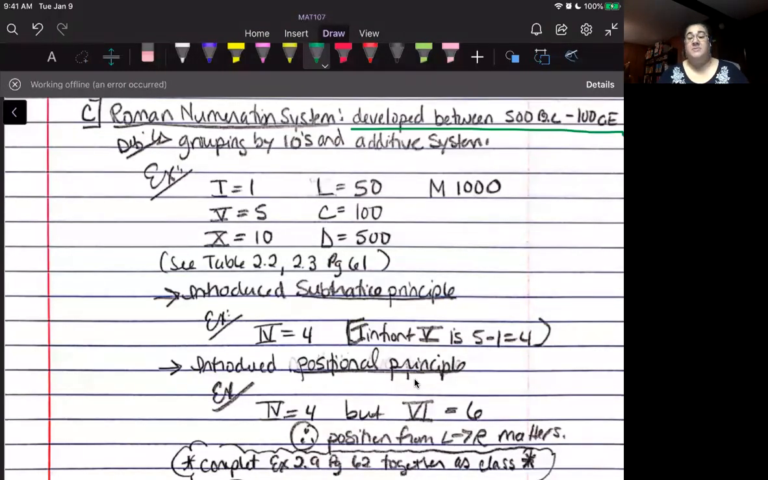So it had a nice long span of usage. And it also groups things by tens, like we did. And it was also an additive system, like we saw with the Egyptian system. Here are its basic systems.